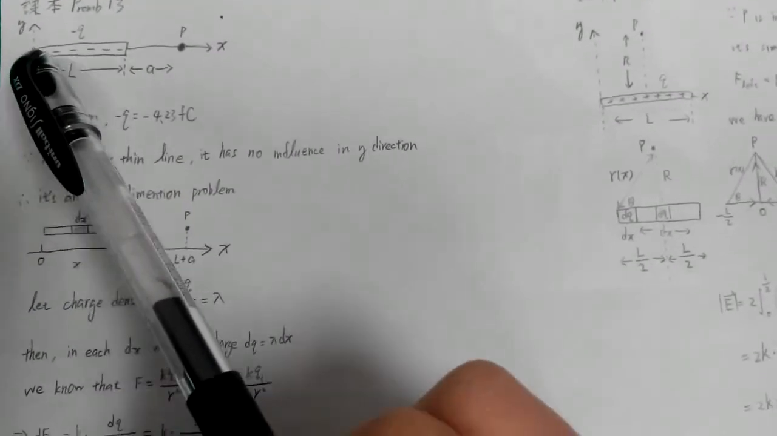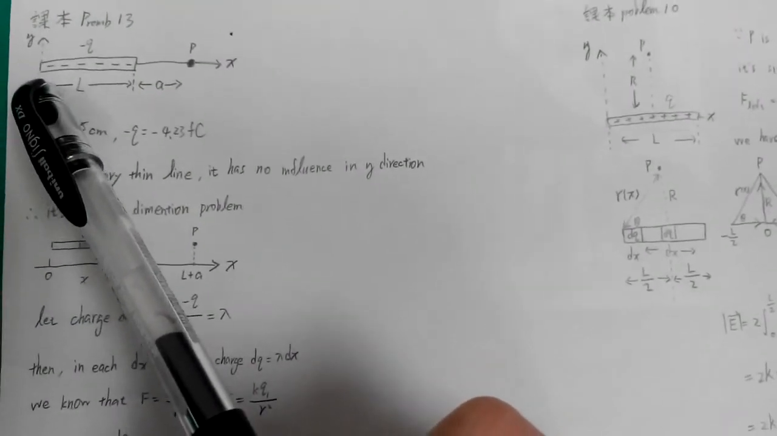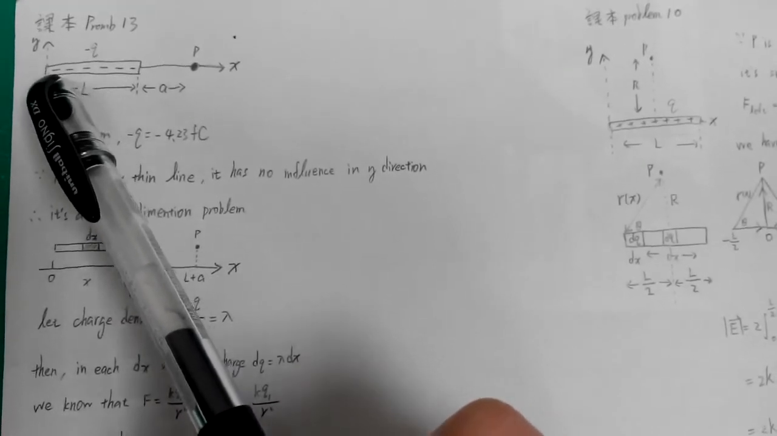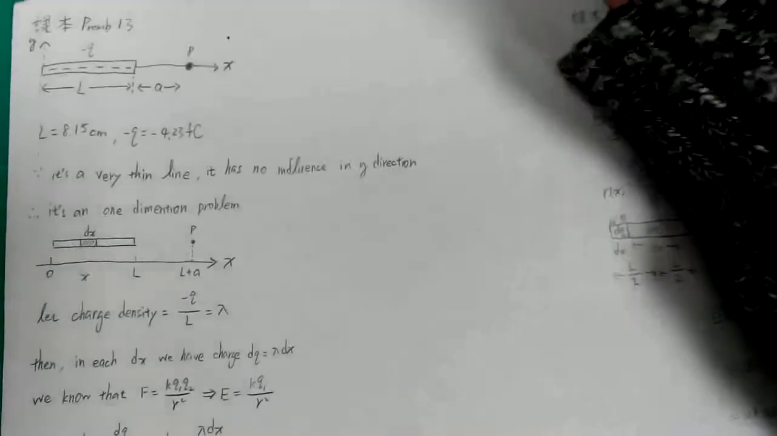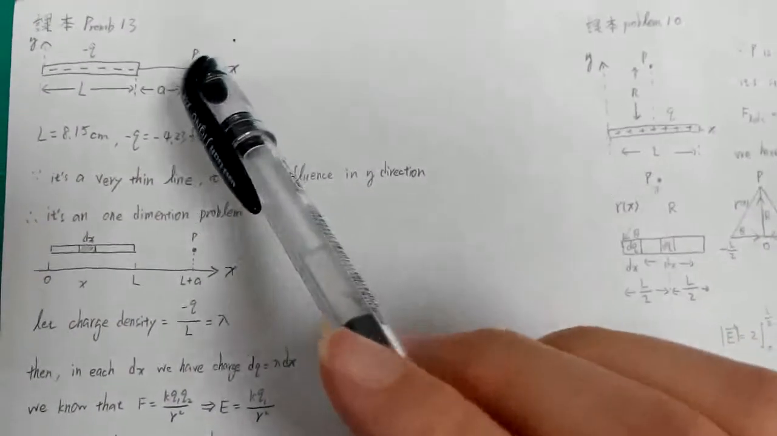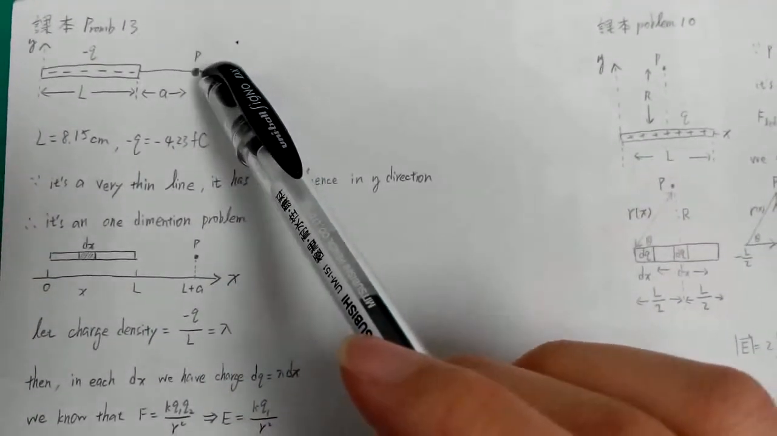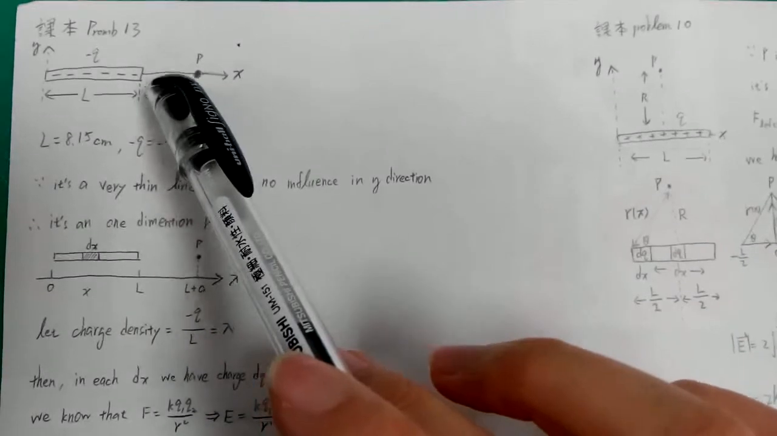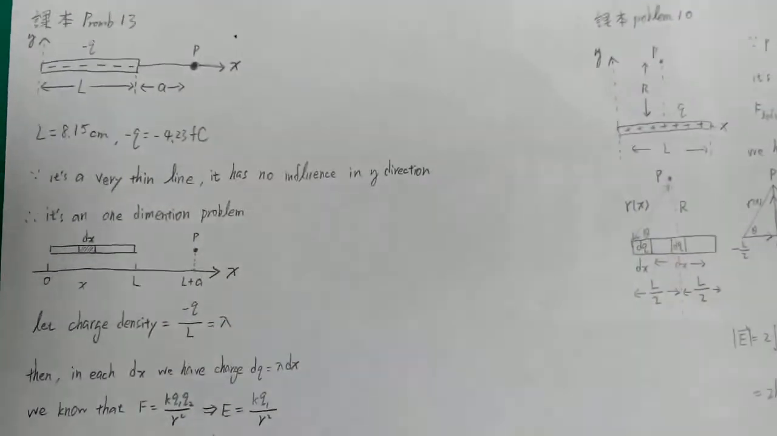Here, we think of this line as divided into very small pieces, and for each small piece we can calculate the field at position P, and then add them from 0 to L. Then we can calculate the total E field. So let's try to do this, I can try to draw.